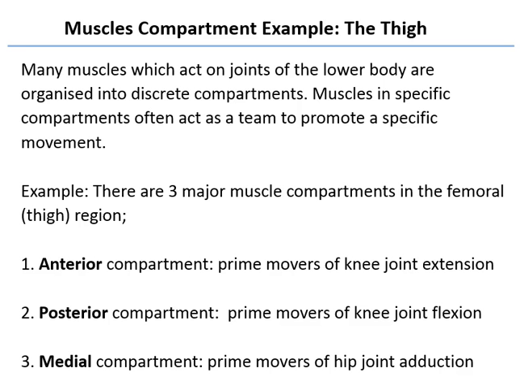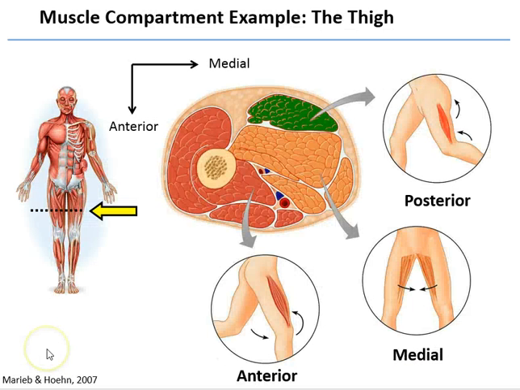Good examples of muscle compartments can be seen in the femoral or thigh region. In this region we have 3 separate functional groups of muscles. There are, firstly, the anterior compartment, where we have prime movers of knee joint extension, in particular the quadriceps muscles. The posterior compartment contains prime movers of knee joint flexion, such as the hamstrings. The medial compartment contains prime movers of hip joint adduction.